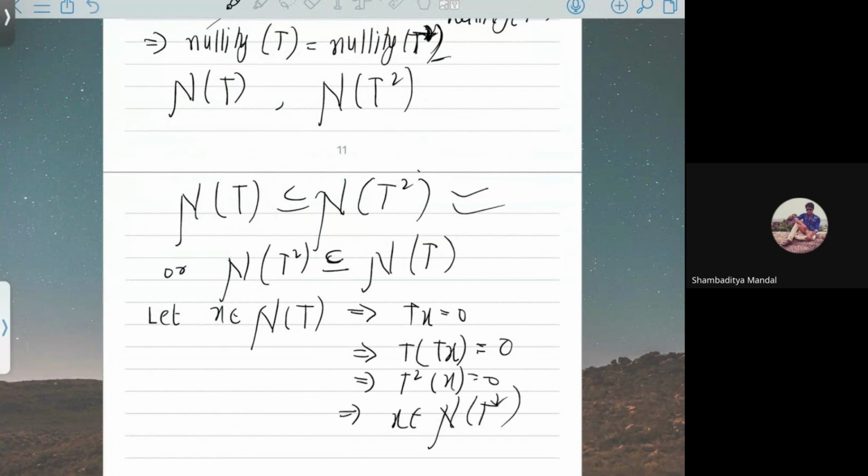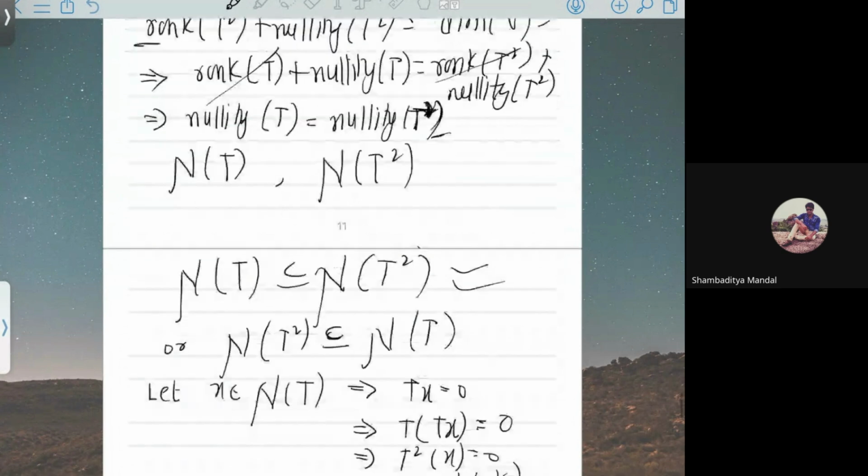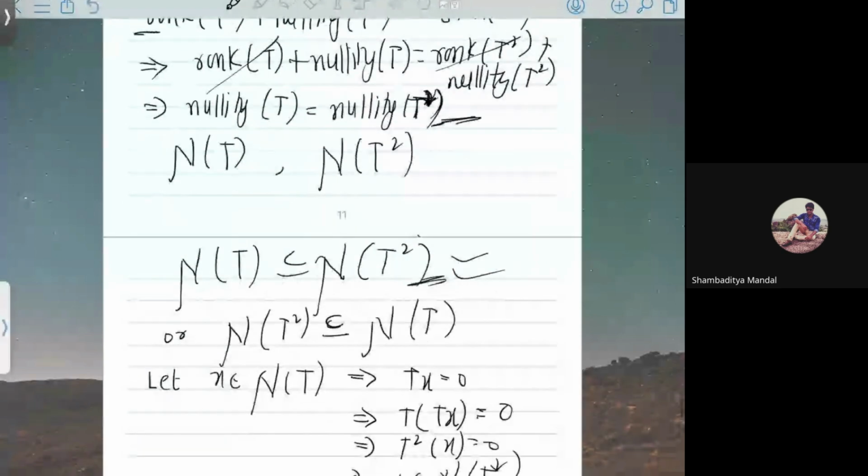Okay. Now just tell me that if we have two subspaces, one is contained inside the other and the dimension is equal. So what can we say about the subspaces? Are they themselves equal? Yes. Can I conclude from this statement and this statement, these two statements? Does this imply that null space of T is equal to null space of T square?